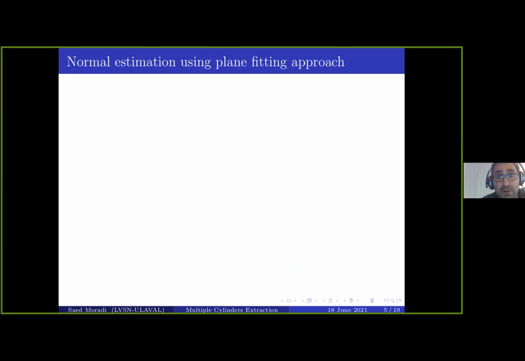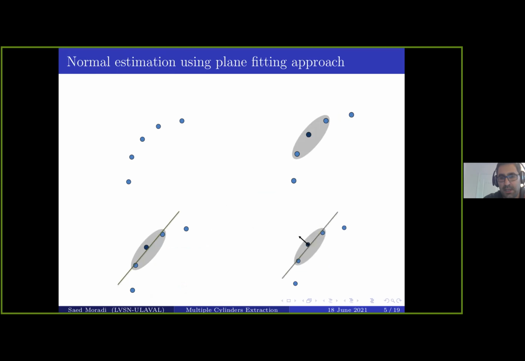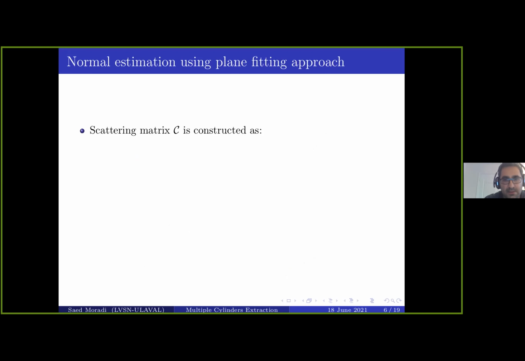So let's go to the normal estimation. The common way of estimating the normal from an unorganized point cloud is to identify the neighborhood of a query point, and after identifying the neighboring points, fit a plane to those points, and when the plane is fitted, the normal vector to that plane can be easily obtained. This normal vector can be considered as the normal vector of the query point.